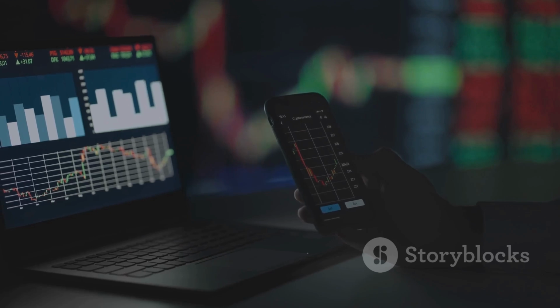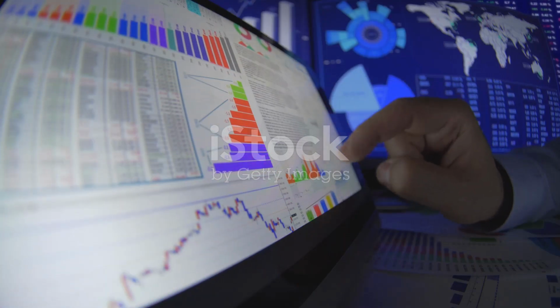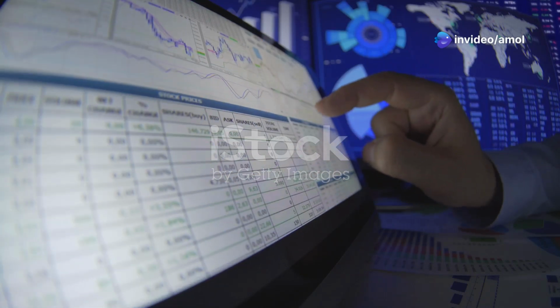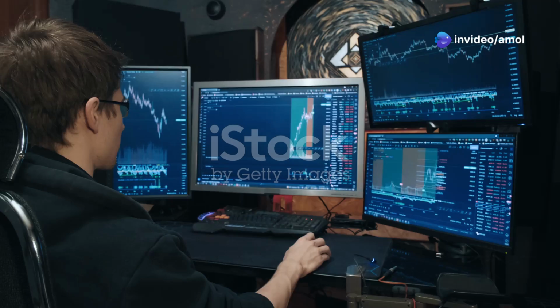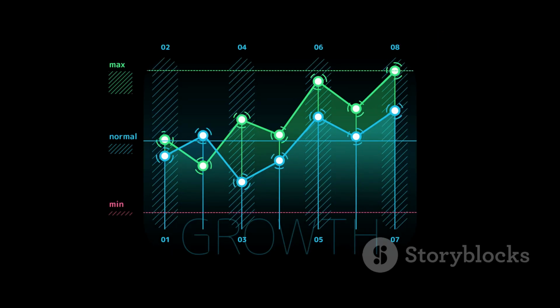Alright, let's kick things off by getting familiar with the basics of stock charts. Think of a stock chart like a car's dashboard. It's giving you a visual representation of a stock's price history over a specific period. First up, we've got different types of charts. The most common ones you'll come across are line charts, bar charts, and candlestick charts.